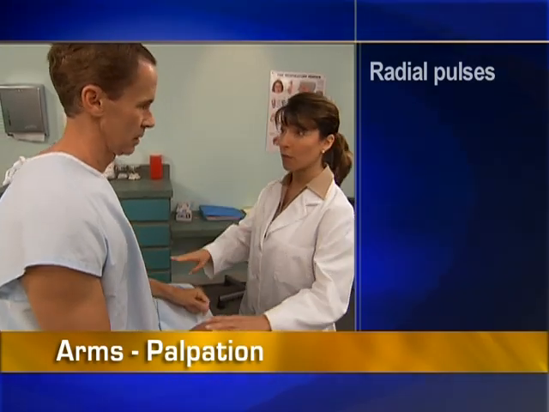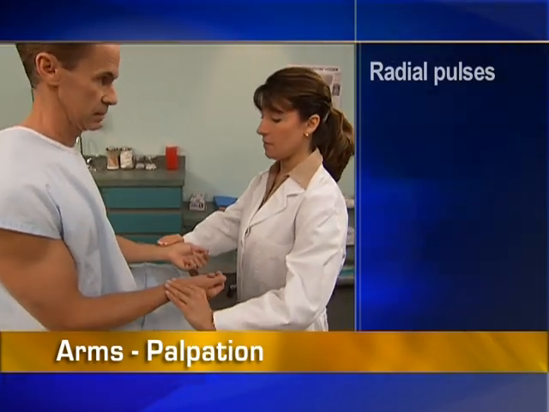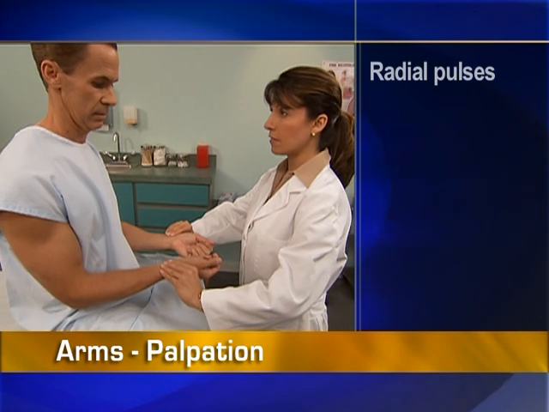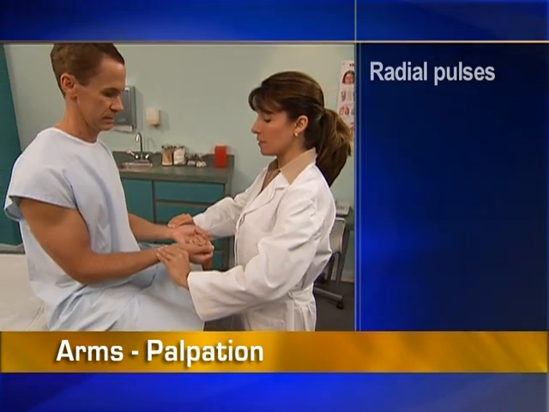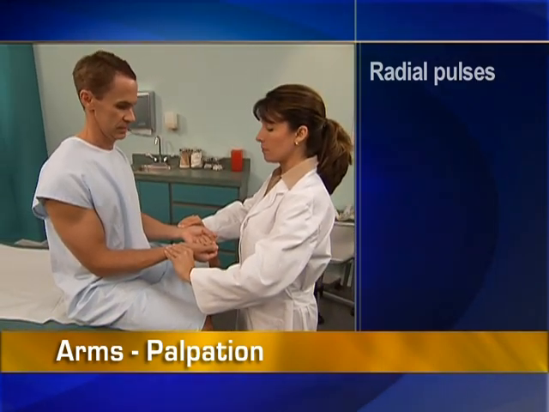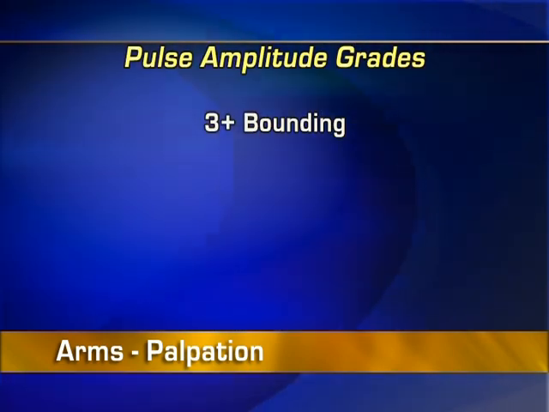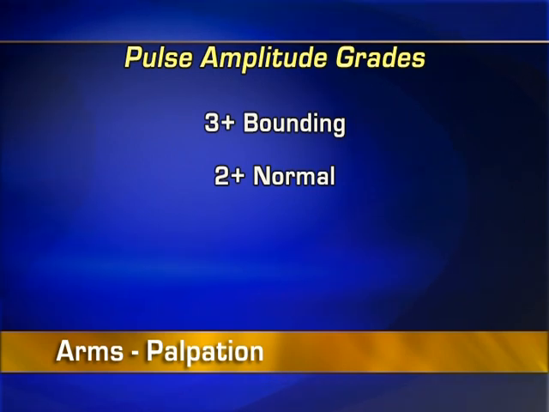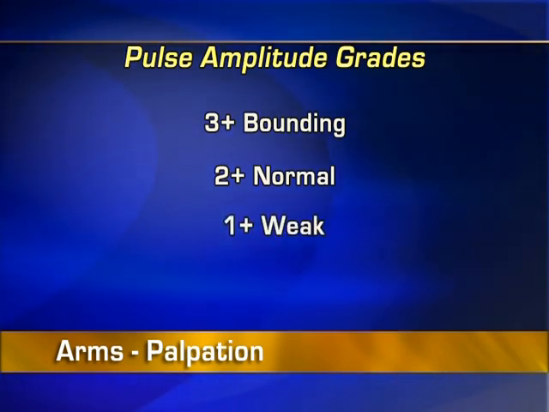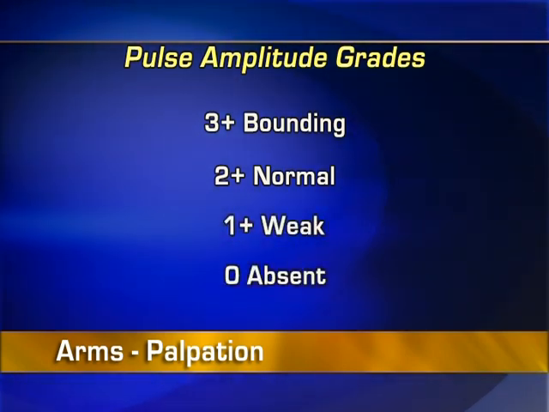Okay, great. Now I'm going to feel both of your pulses. During palpation, assess the radial pulses, noting their rate and rhythm. Grade the pulse amplitude on a 4-point scale, in which 3+ is a bounding pulse, 2+ is normal, 1+ is weak, and 0 is absent.